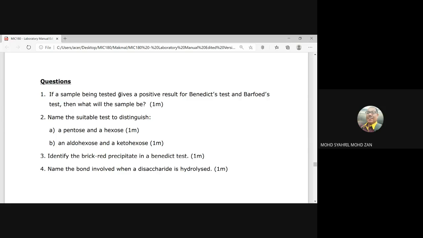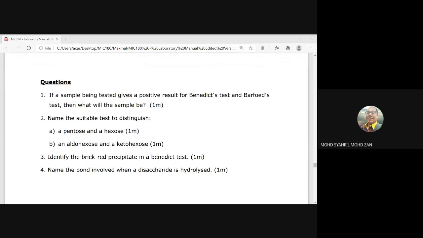So which sample will give you the same result, Benedict and Barfoed, right? Number 2, name the suitable test to A, distinguish a pentose and hexose. B, an aldohexose and ketohexose. Right. Number 3, identify the brick red precipitate in Benedict test. Last one, name the bond involved when disaccharide is hydrolyzed.